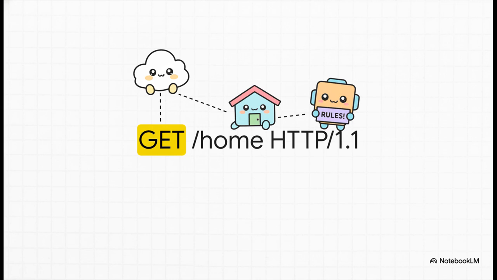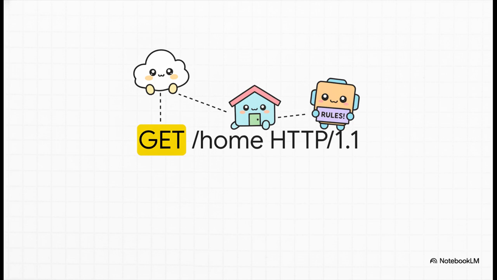Let's look at a literal HTTP request line. It looks like this: GET /home HTTP/1.1. Let's decode that syntax. GET is the action. It's the verb telling the server, hey, I want data. The /home part is the specific destination page or directory you're looking for.